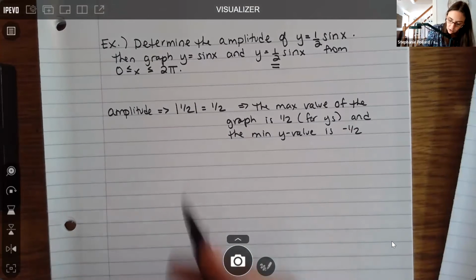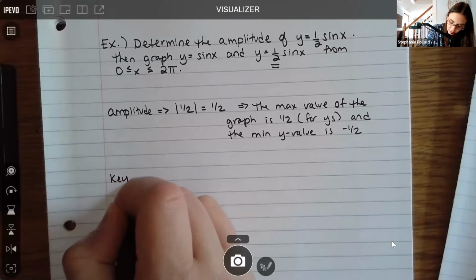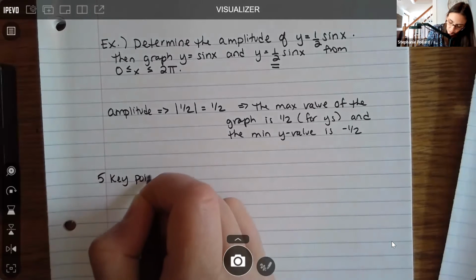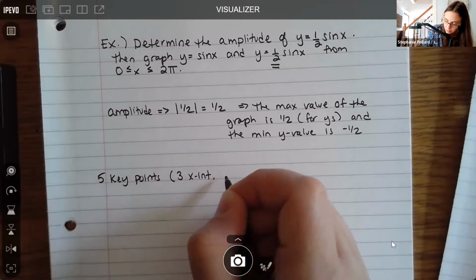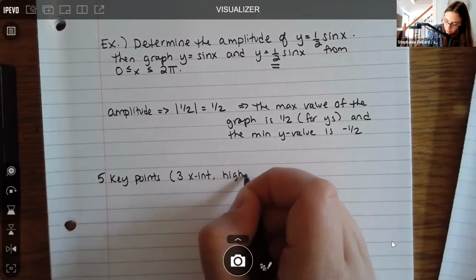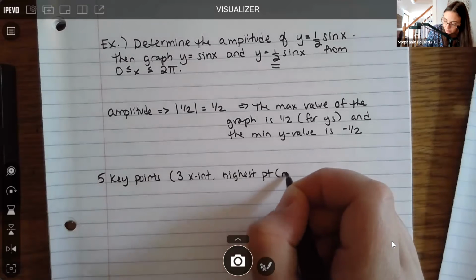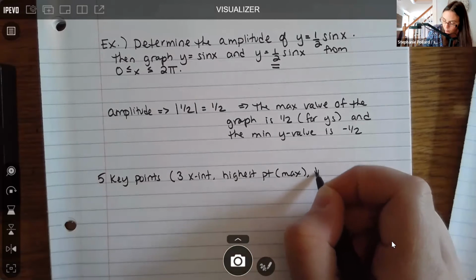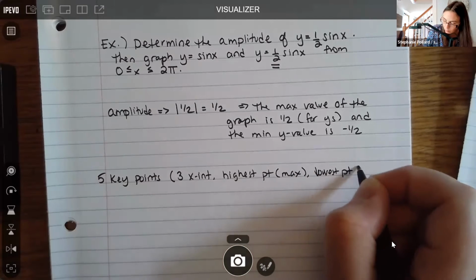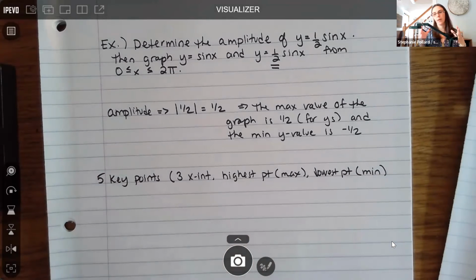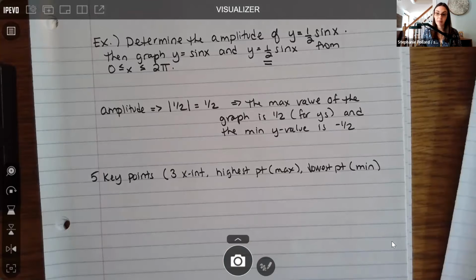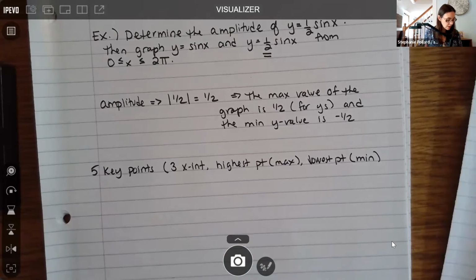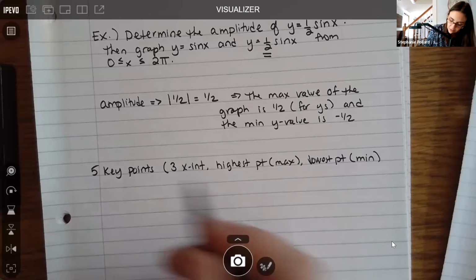So what we often like to do is to identify those 5 key points. So it's the 3 x-intercepts I showed you, the highest point, so your max, and then the lowest point, so your min, within that one period. So if I can find those 5 points, I know the general shape of the curve, I can just graph from there. So how you're going to do that, there's different ways that you can do it, but one way is to follow this technique.